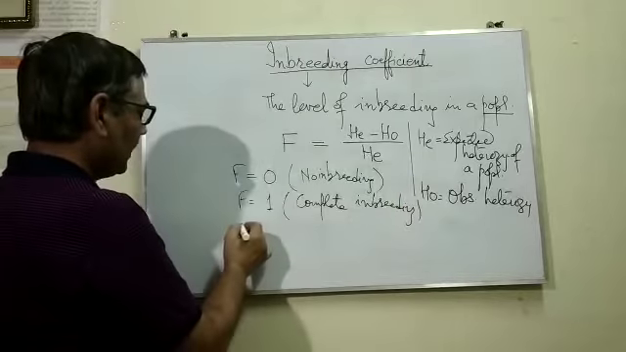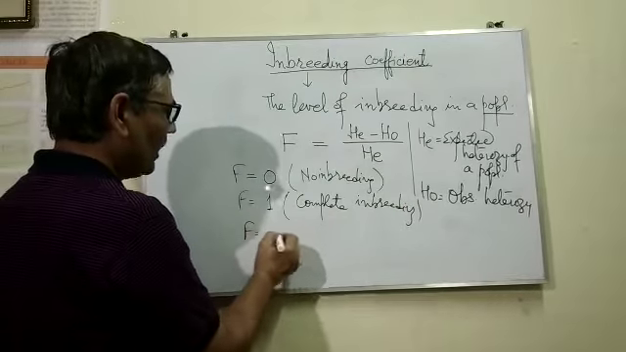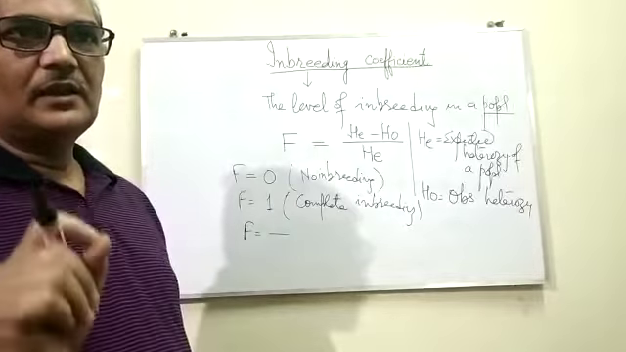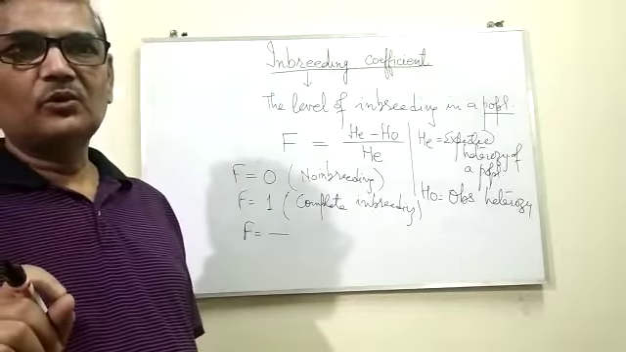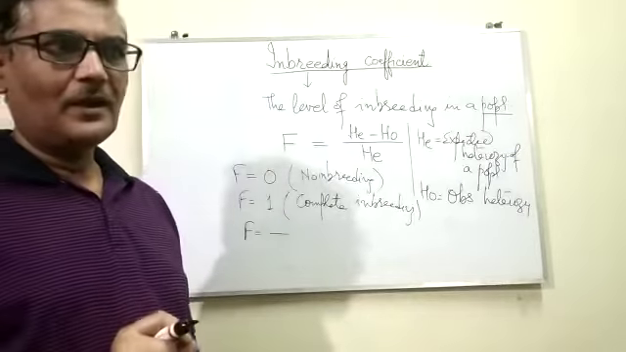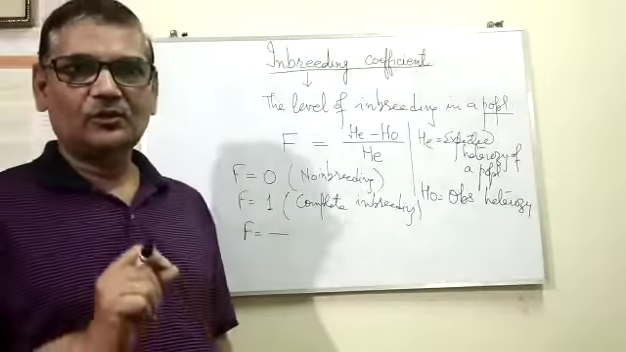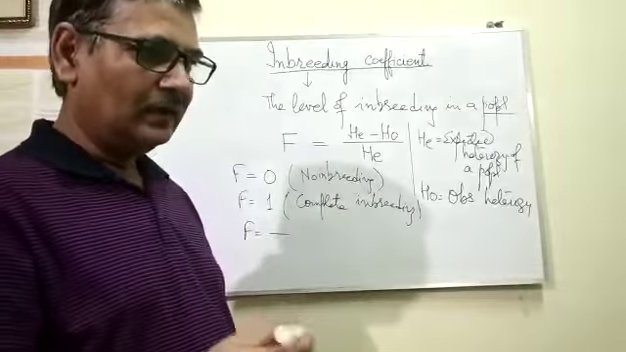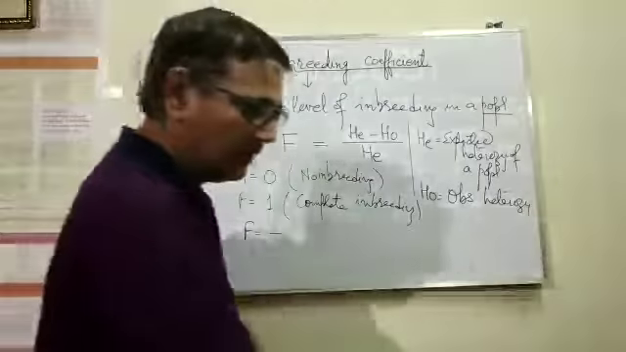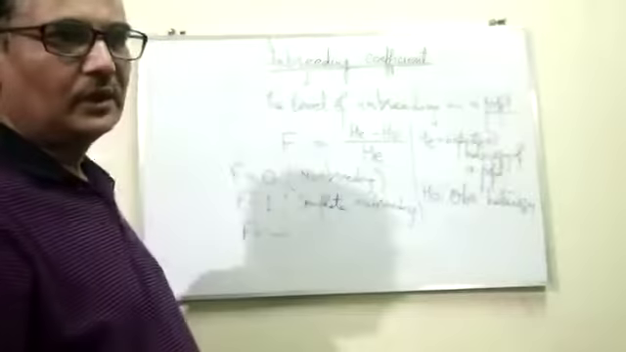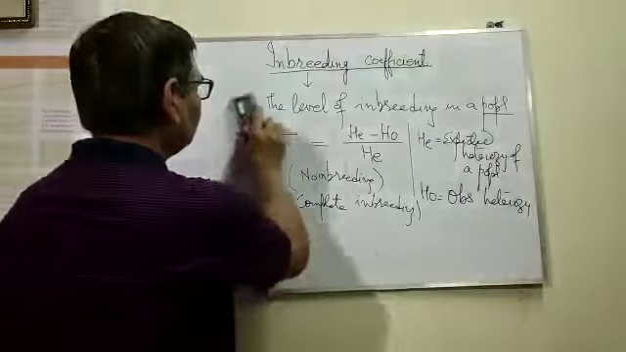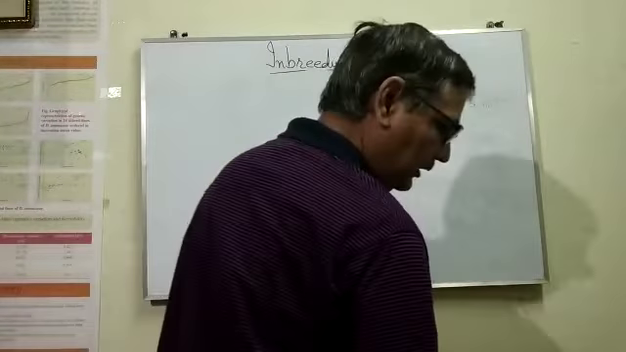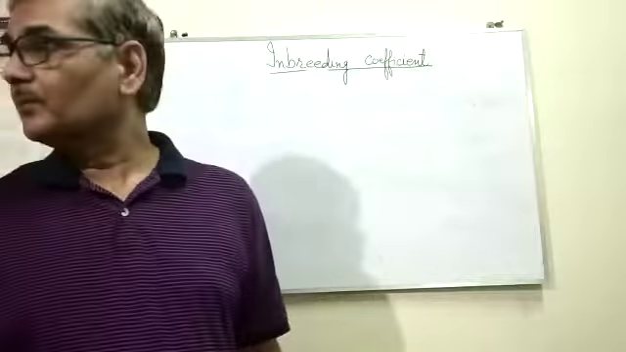Sometimes this F value could be negative. If it is negative, then it indicates that observed heterozygotes are more than expected. This shows that heterozygotes are being selected. They are showing superiority, and in that case only one will find more heterozygotes in the population than expected. So let us understand this entire aspect by taking an example.